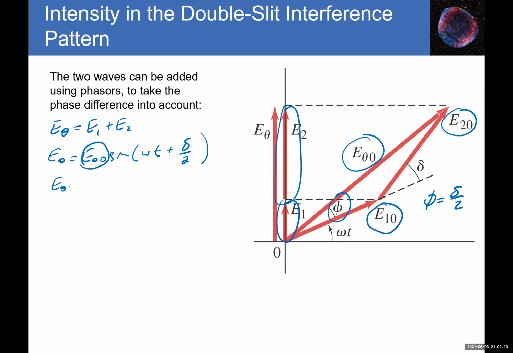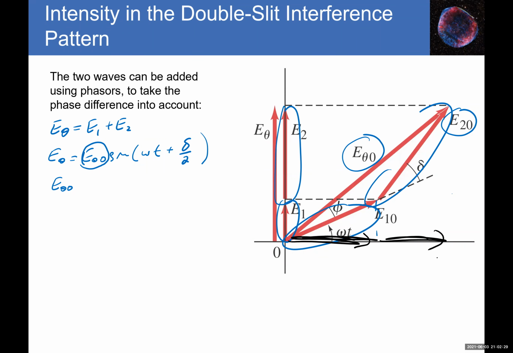So E theta 0. Okay. So for the amplitude, I can combine E1 0 and E2 0. If I look at their projection, for example on the x-axis, technically that's the x component of those. So I can rewrite this as 2 E naught cosine of phi, where phi is equal to delta over 2. Again, remember, phi is equal to delta over 2.